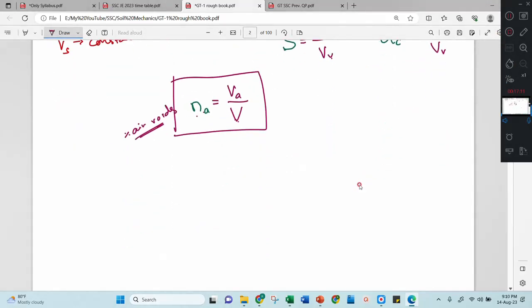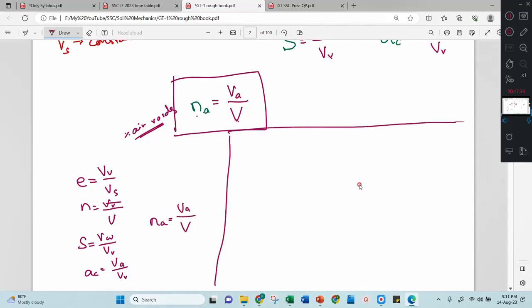I will list it here. E equals, once again, VV by Vs. N equals VV by V. Then S equals VW by VV, and AC equals VA by VV, and NA equals VA divided by V. Okay?